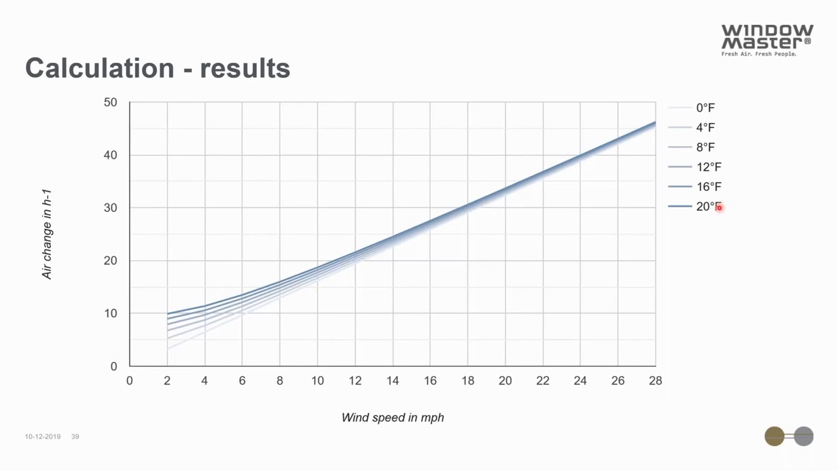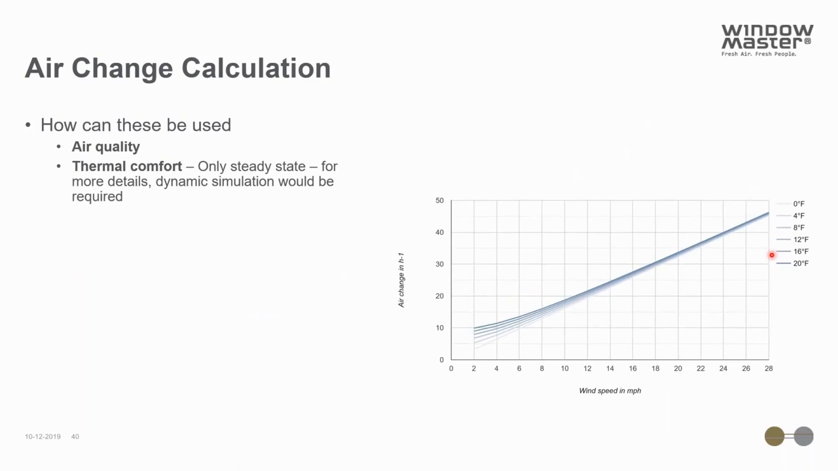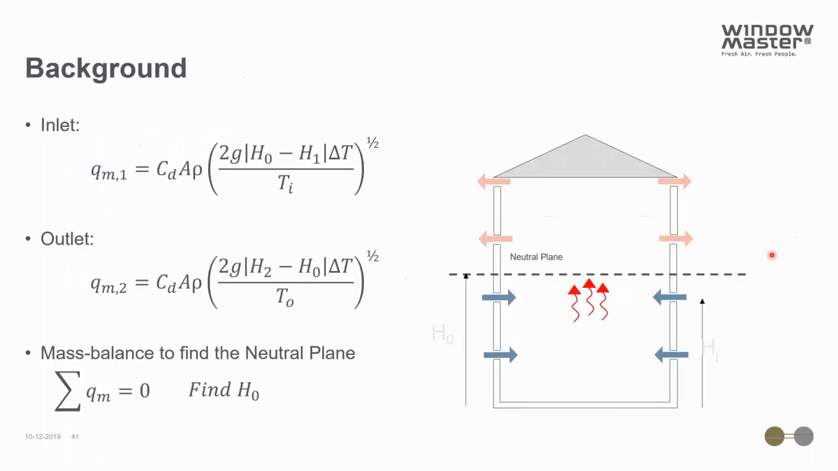The different lines indicate the temperature difference between indoor and outdoor. So the 20 degrees Fahrenheit is of course when it's colder outside and you have a large temperature difference. This can be used in a simple way, initially in the design, to estimate the air change needed to regulate the air quality. That's a pretty simple calculation. And for the thermal comfort, it can indicate what is needed in relation to a steady state calculation, whereas for more details about the thermal comfort, you will of course need dynamic simulations, which is also something that we can help with, but this tool here cannot in itself do that.